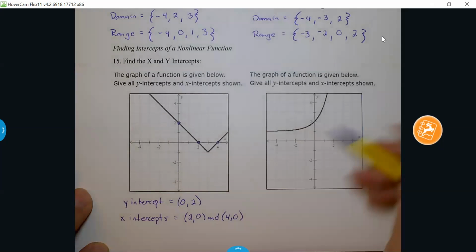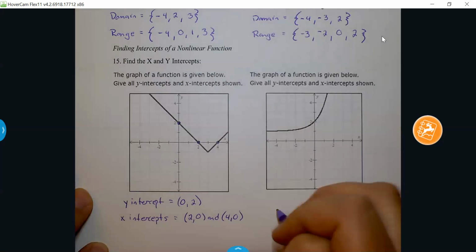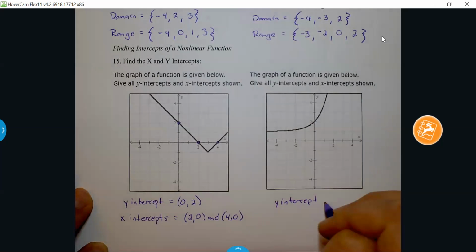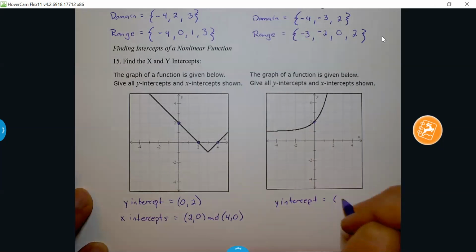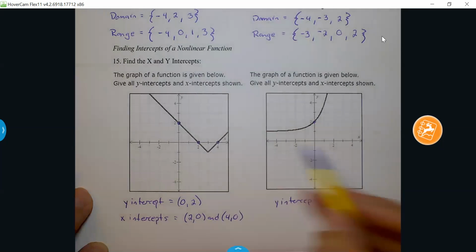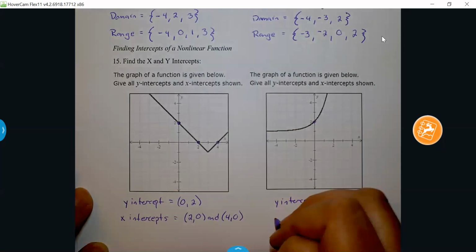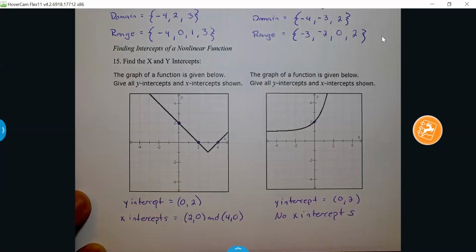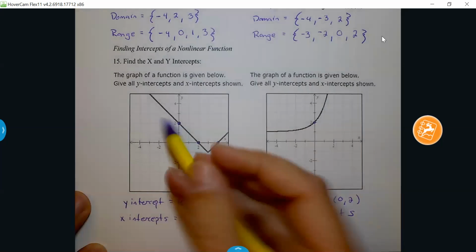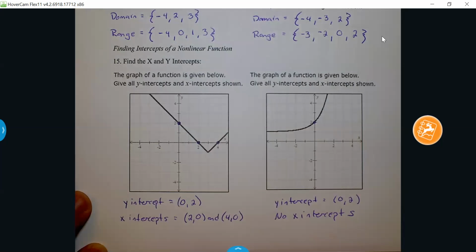So over here on this other graph, we see that it does have a y-intercept. It just so happens to be the same y-intercept as our last one. So our y-intercept is the point (0, 2), but we do not have any x-intercepts. So we would just write no x-intercepts, or click the button on Alex that says there are none or something like that. I don't know what they have you do for that. All right. So x and y intercepts, very easy to identify.